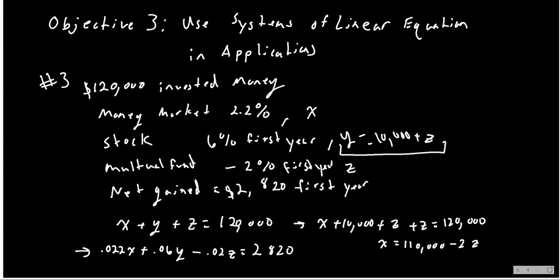So this would be 0.022 times 110,000 minus 2z plus 0.06 times 10,000 plus z minus 0.02z equals 2,820. I have now officially ran out of room. So do y'all have this written down? Because I'm going to have to move to a new page.